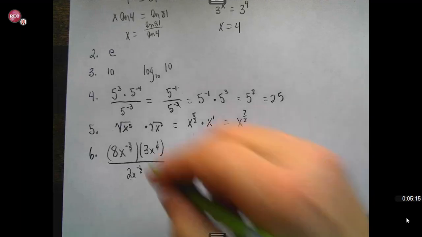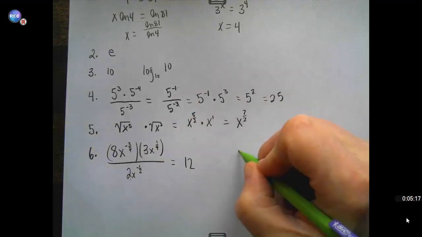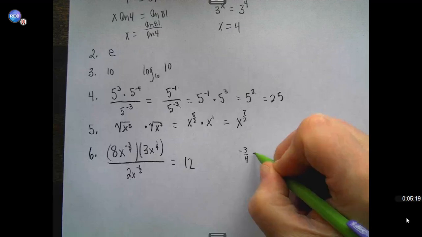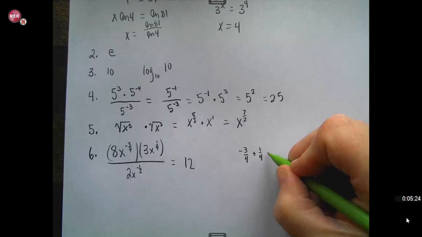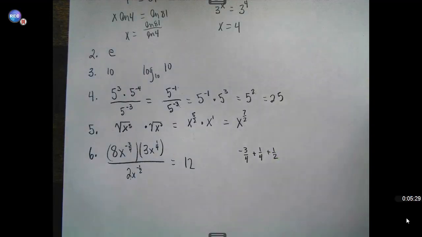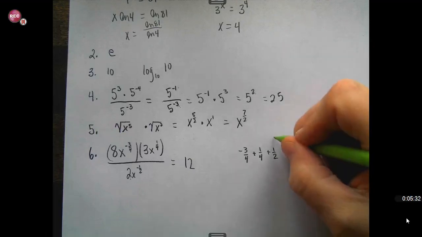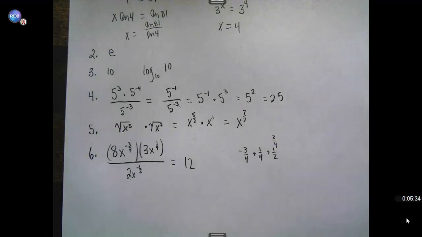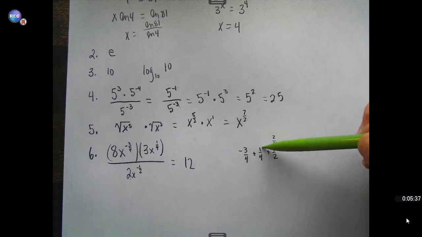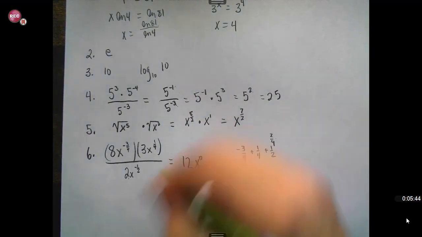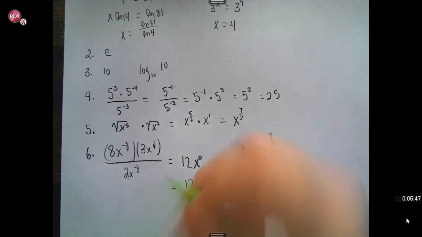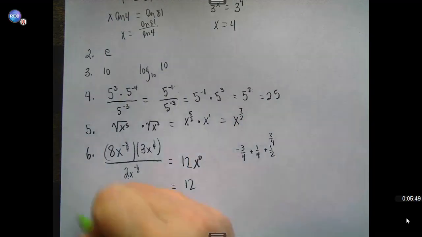And then I could do -3/4 plus 1/4. And then when I bring this up, I could write minus -1/2 or plus 1/2. And 1/2 is 2/4. So it looks like I have -3 plus 1 is -2 plus 2 is 0. So this is 12x to the 0, which is 12. Anything to the 0 power is 1.